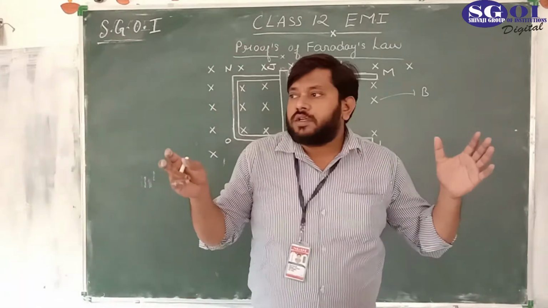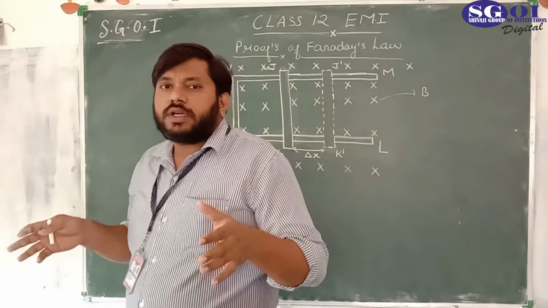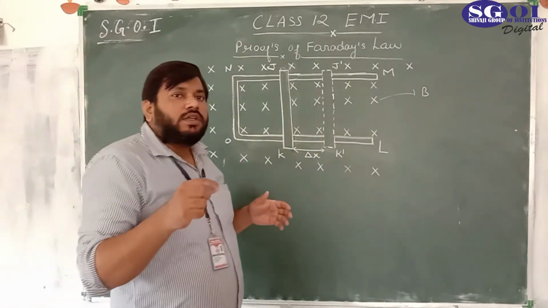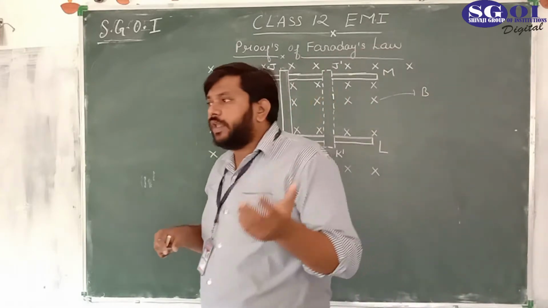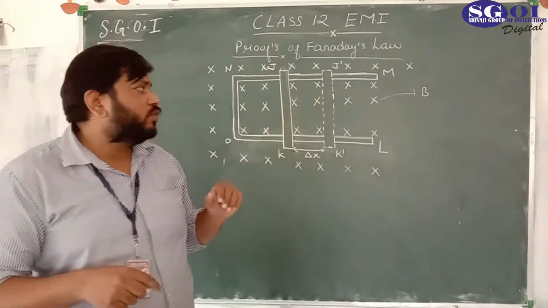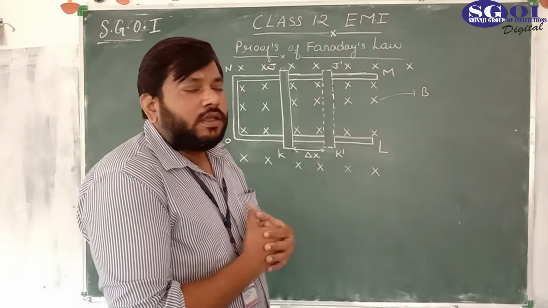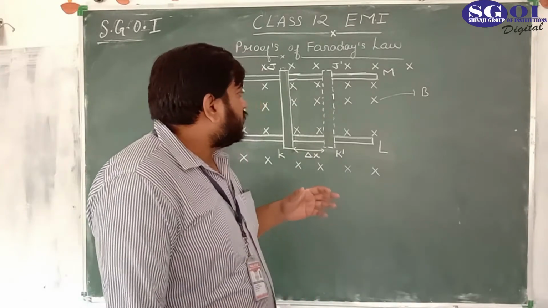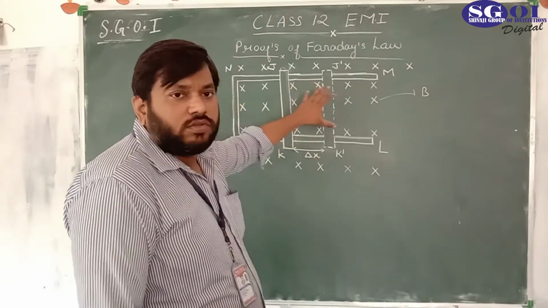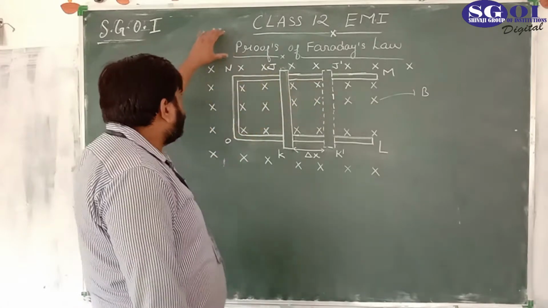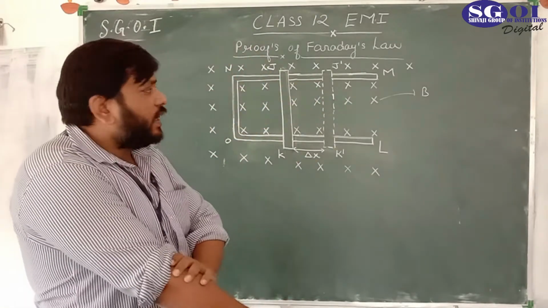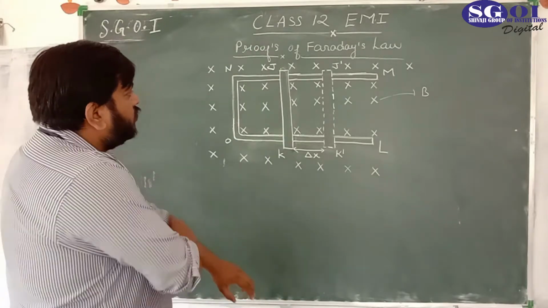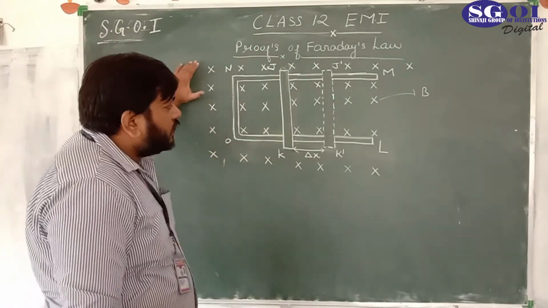the ends of the conductor which is moving with uniform velocity in linear motion, or we have seen also for rotational motion, circular motion. So we can now at this position do the proof of Faraday's law. So we are going to do the Faraday's law.